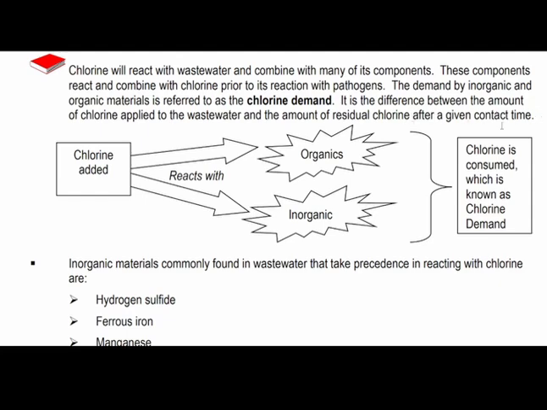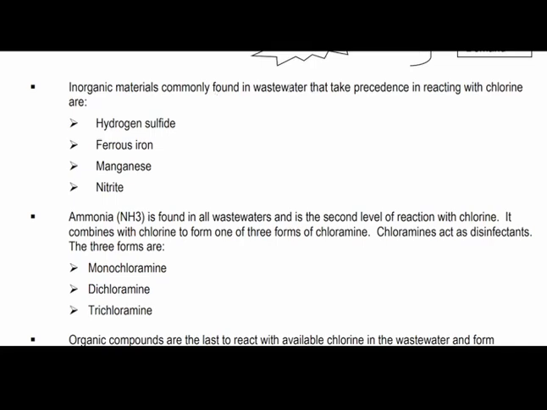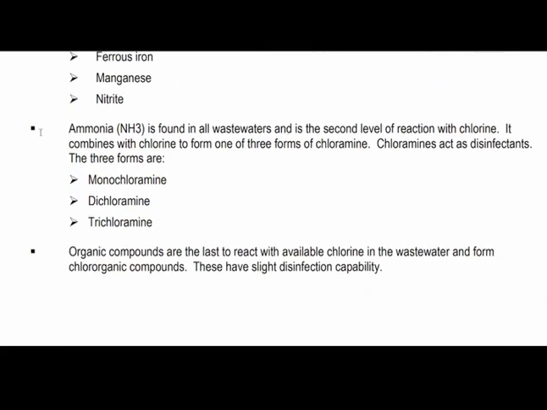given contact time. Inorganic materials commonly found in wastewater that take precedence when reacting with chlorine are hydrogen sulfide, ferrous iron, manganese, and nitrate. All of those will react first with the chlorine before your water. Ammonia, or NH3, is found in all wastewaters and is the second level of reaction with chlorine. It combines with chlorine to form one of three forms of chloramine.